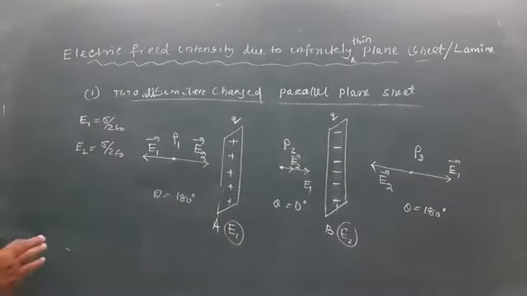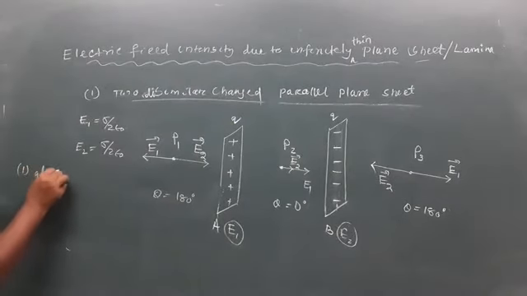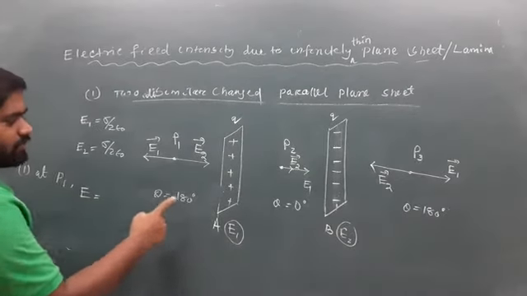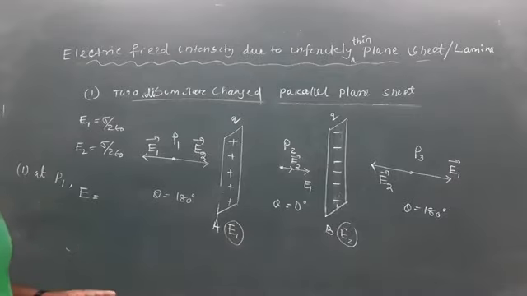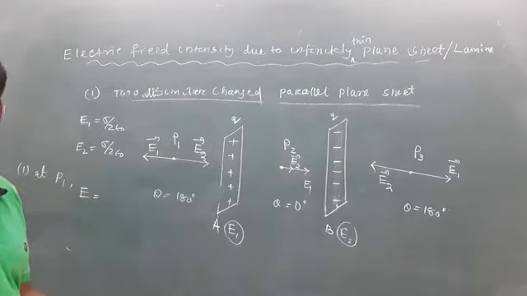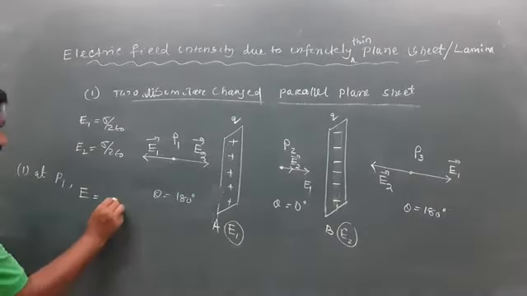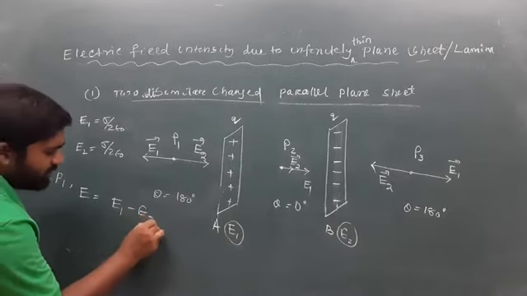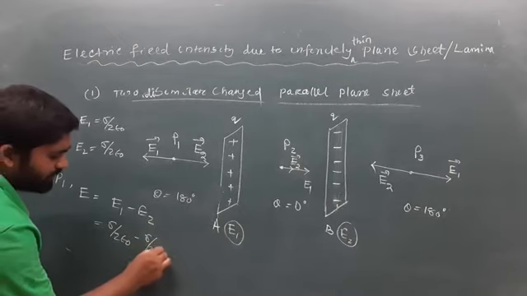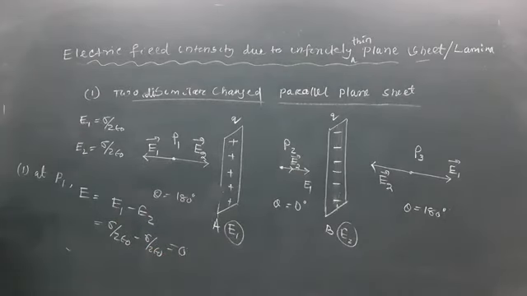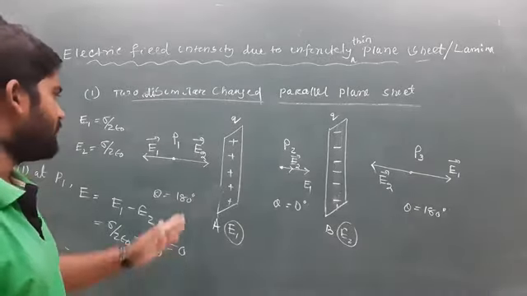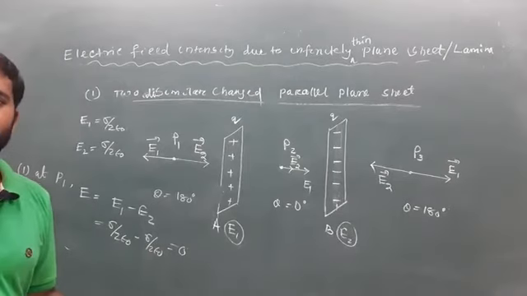So let us measure the resultant field. Number 1, at P1 the resultant E will be, as the angle is 180, E1 square plus E2 square plus 2 E1 E2 cos 180, which is minus 1. So it is an A minus B type square equation. So E1 minus E2, that will be sigma by 2 epsilon 0 minus sigma by 2 epsilon 0, which equals 0. So if I consider two dissimilar types of charges or two dissimilar plane sheets, outside the plates the electric field will be 0.